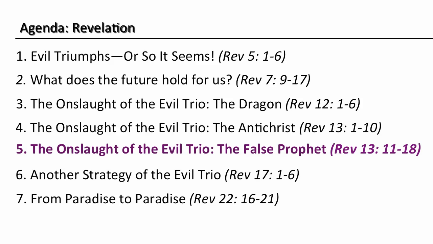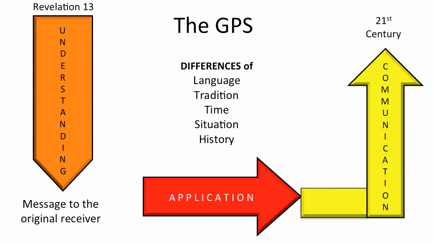Welcome to lesson number 5, and the focus is the false prophet, from Revelation 13, verses 11 to 18. As you know, we use the GPS method. We live in the 21st century and we read Revelation 13, and those people lived many years ago. Between us and the people of the Bible, there are many differences, and the GPS method helps us to overcome these differences.